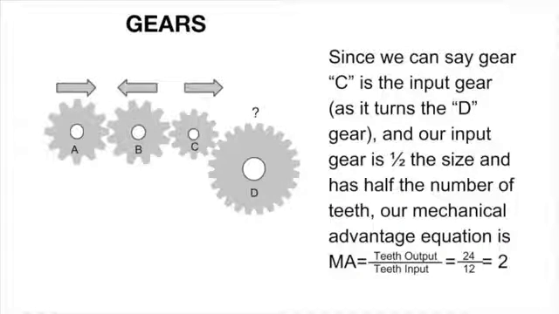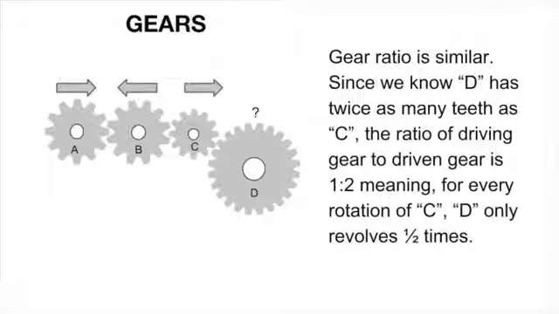First, mechanical advantage. Since we can say gear C is the input gear, as it turns the D gear, and our input gear is 1/2 the size and has half the number of teeth, our mechanical advantage equation is as follows. Mechanical advantage is equal to the teeth of the output gear over the teeth of the input gear. In this case, it's 24/12, which means we have a mechanical advantage of 2.